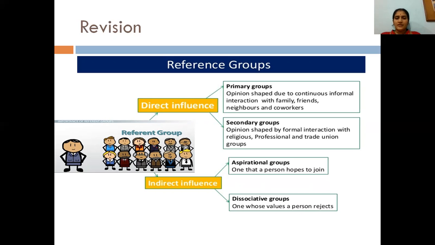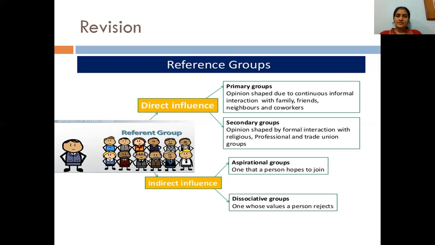Indirect influence also includes disassociative groups, where a person rejects the group's values. Like, I don't want to be part of that group. I totally reject that particular community. So these are all the reference groups.